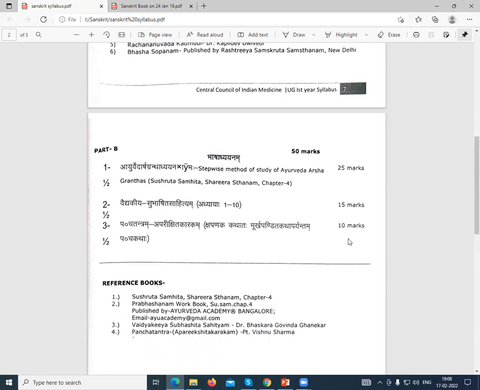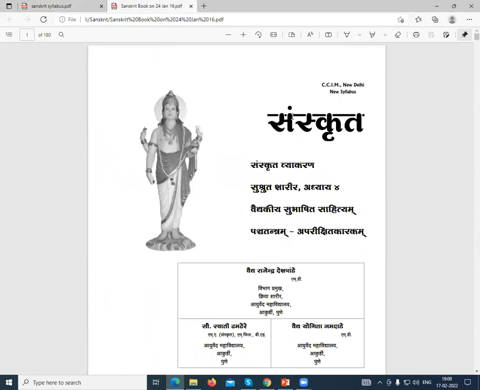Okay. So my dear friends, this is all about the Central Council of Indian Medicine UG first year syllabus. Here I am going to show you another PDF. This is the book written by myself, Vaidya Rajendra Deshpande MD, CCIM New Delhi New Syllabus, Sanskrit. We have written this book in Marathi. This is a very popular book in the state of Maharashtra for learning the Sanskrit subject of first year BMS. Sushruta Sharir Adhyay 4, Vaidyaki Subhashita Sahitya, Panchatantra Aparikshita Karakam, everything is given.